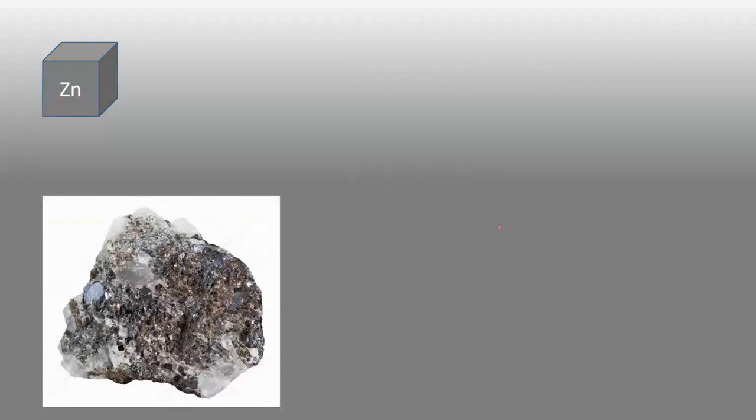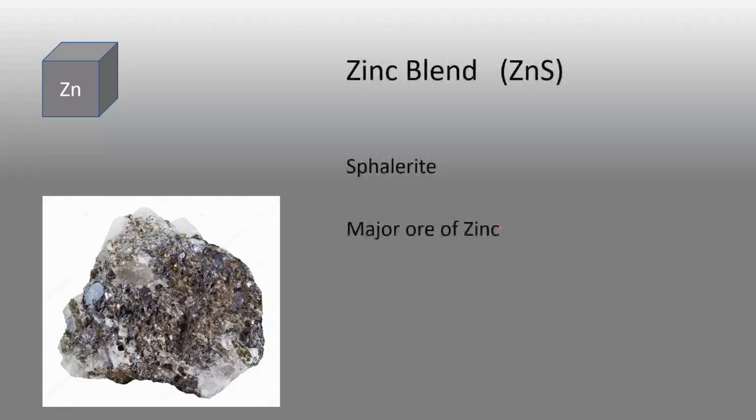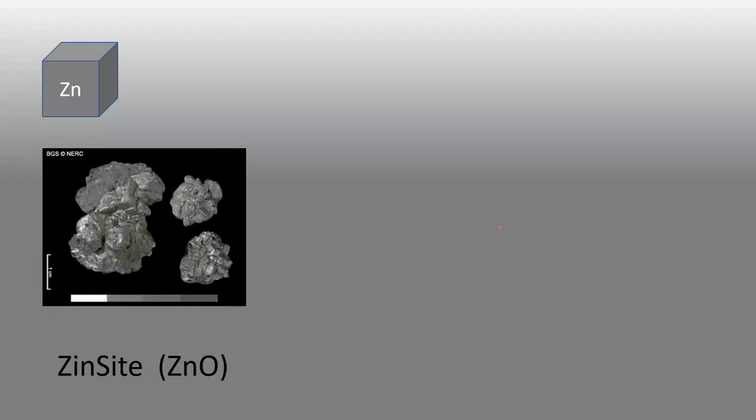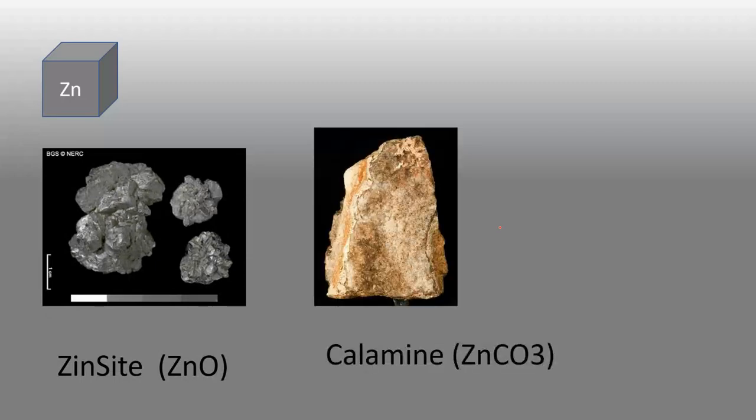Okay, and the next ore is of zinc metal, zinc blende. This is the major ore of zinc. You have to remember zinc blende. ZnS is the chemical formula, and because sulfur is present, its other name is sulfurite. Next ore is zincite, ZnO. This is another ore of zinc, and calamine, zinc carbonate.